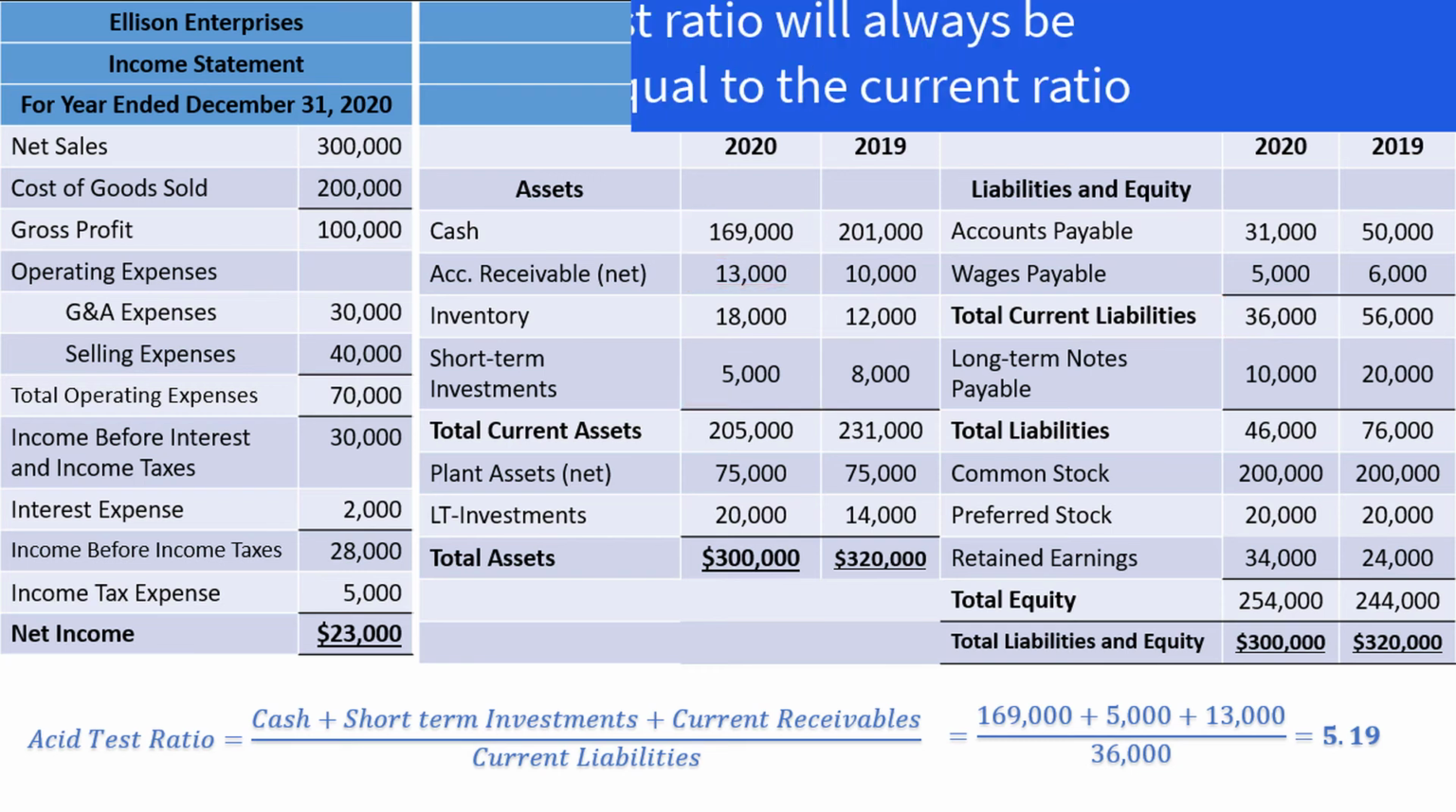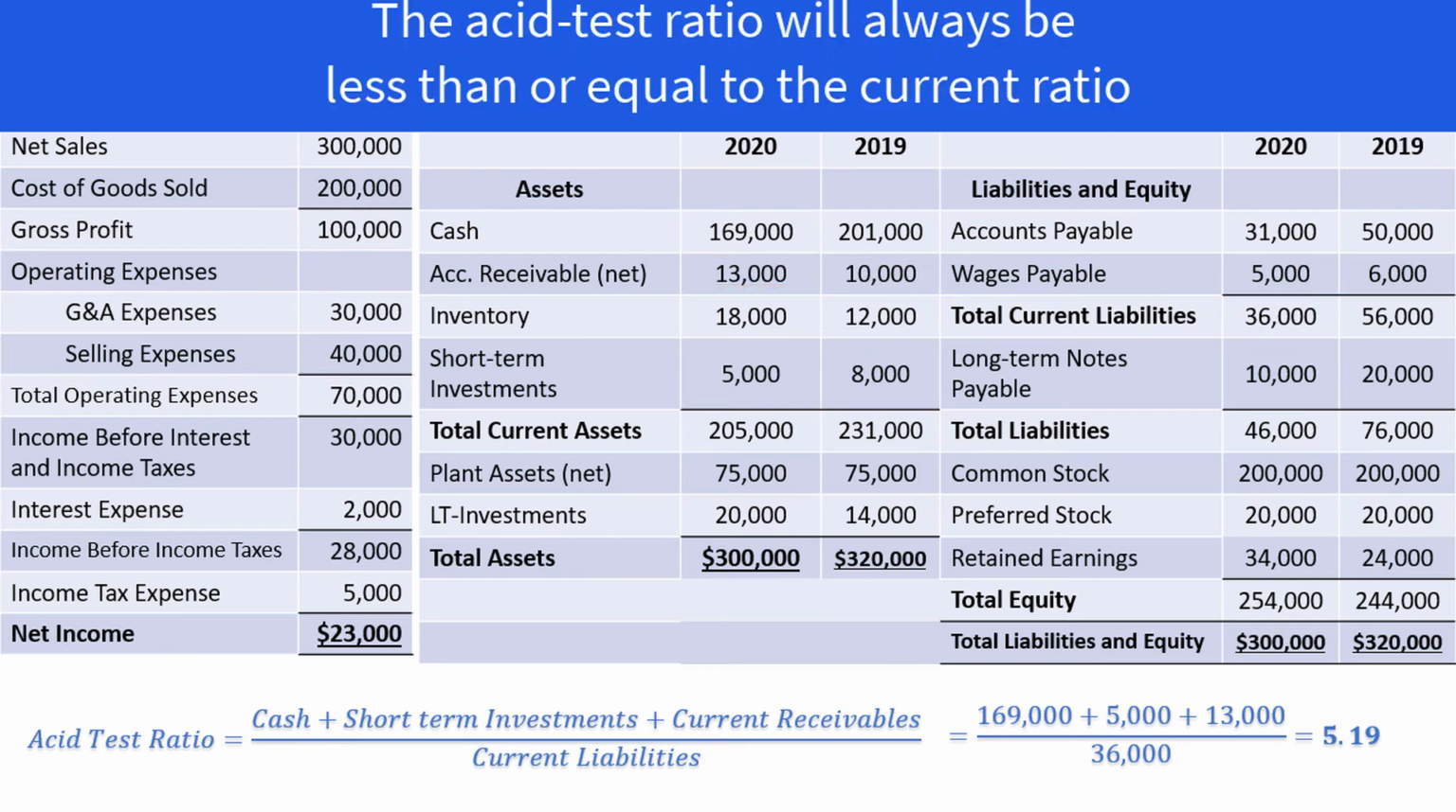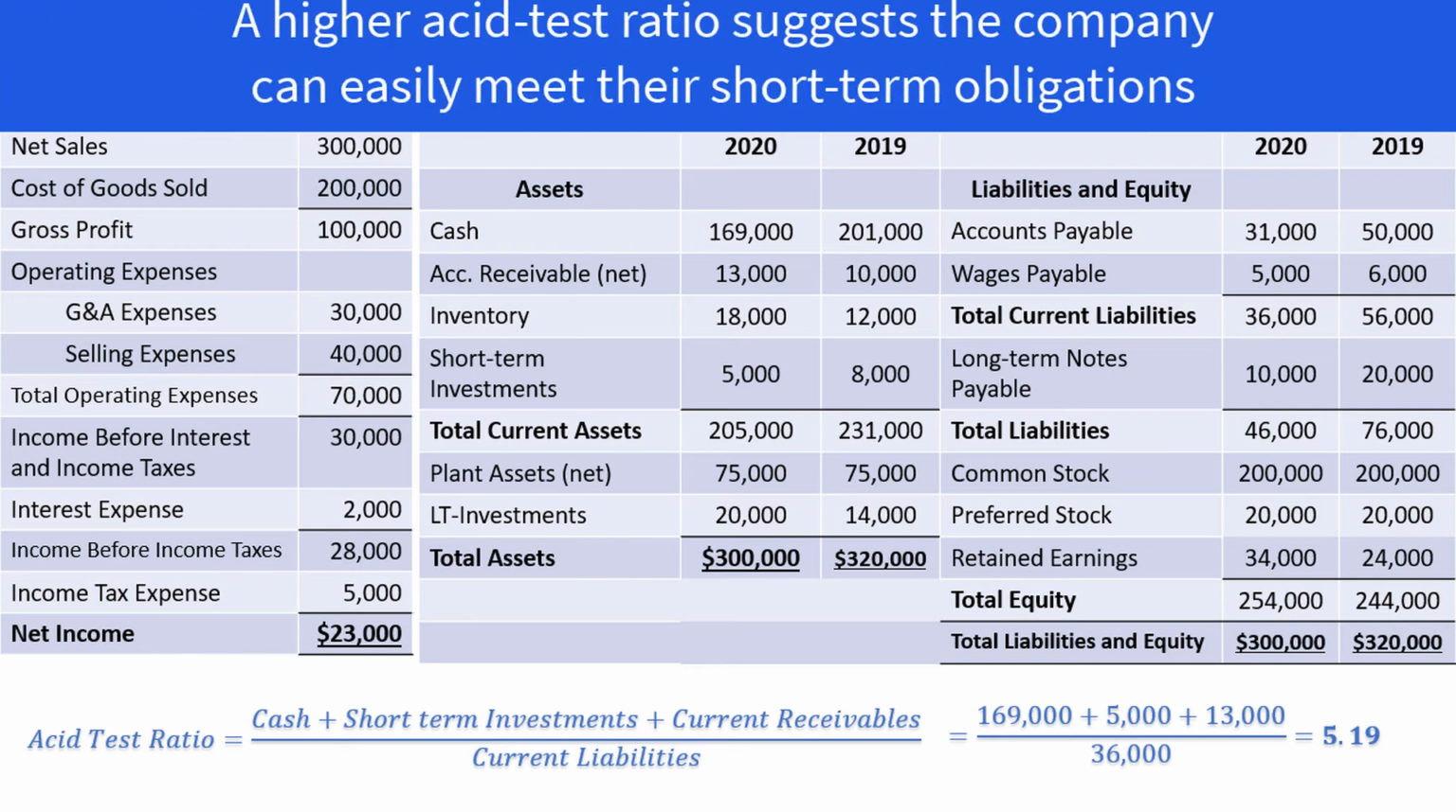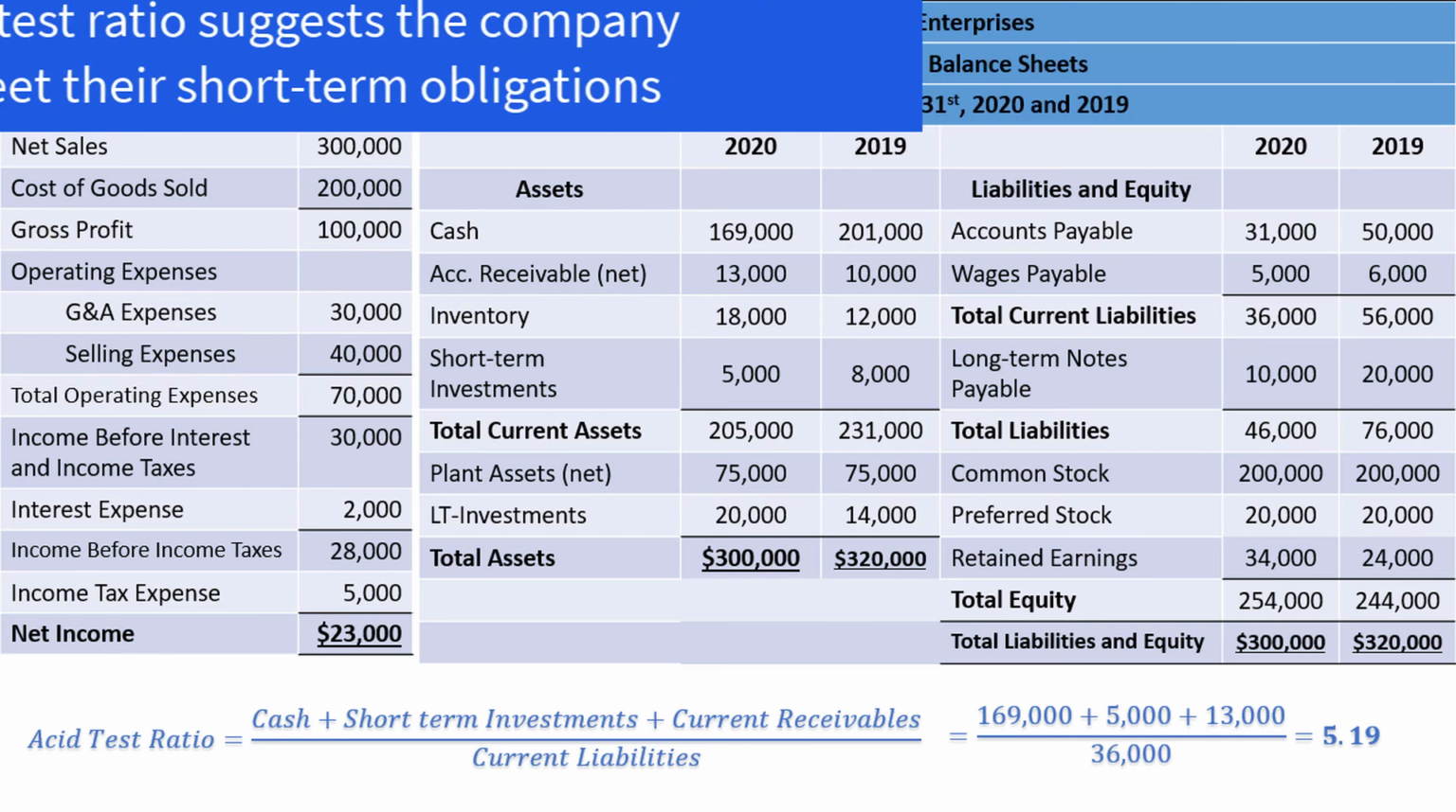The acid test ratio will always be smaller than the current ratio, as the numerator only includes a few select current assets instead of all current assets. Again, a higher acid test ratio is typically better, just like the current ratio, and values near or lower than 1 suggest that the company may have difficulty paying their short-term obligations.